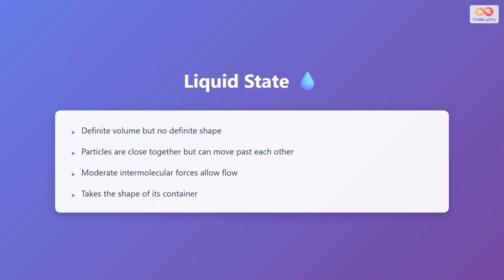Now let's look at liquids. A liquid has a definite volume but no definite shape. This means a liquid will take the shape of whatever container it's poured into, but its volume remains constant. In the liquid state, particles are still close together but can move past each other. The intermolecular forces are moderate, strong enough to keep particles together but weak enough to allow flow. Common examples include water, oil, milk, and juice.